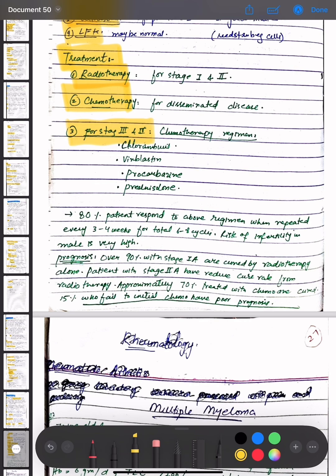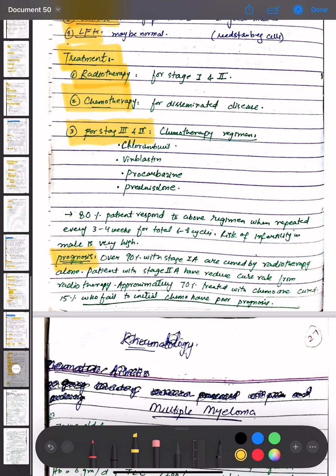The prognosis is that 90% of patients with stage 1A are cured by radiotherapy alone. Patients with stage 2A have a reduced cure rate from radiotherapy. Approximately 70% treated with chemotherapy are cured. The 15% who fail initial chemotherapy have poor prognosis.